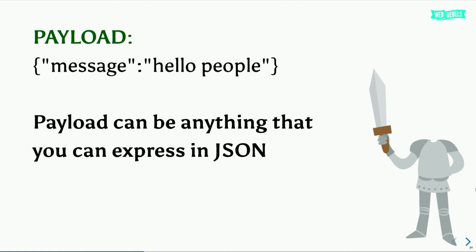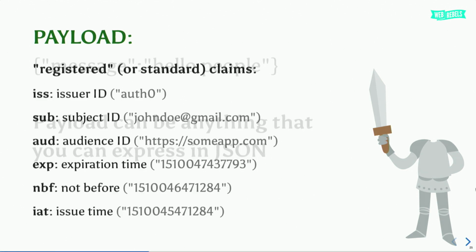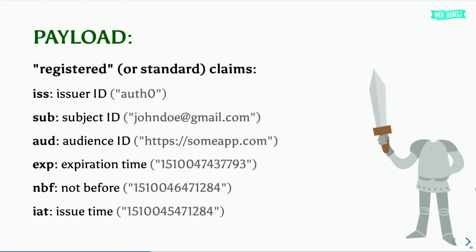So let's go back to our payload. And again, it's just JSON, and it can be anything. You can actually encode anything you want inside a JWT token. So it's up to you. It's up to what you want to build with your application to decide what kind of information you want to store in there. But again, there are some claims that are considered registered or standard.